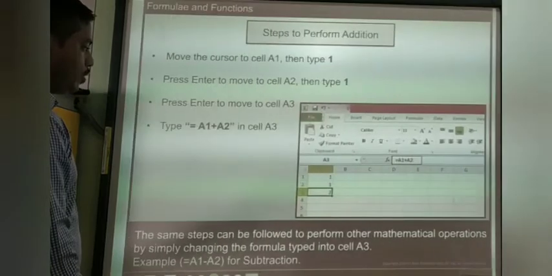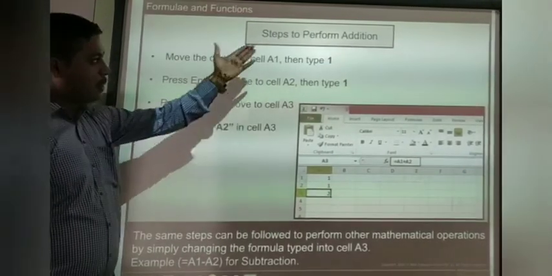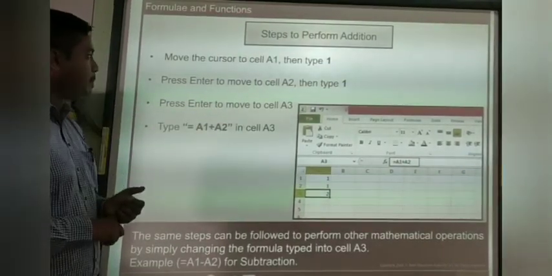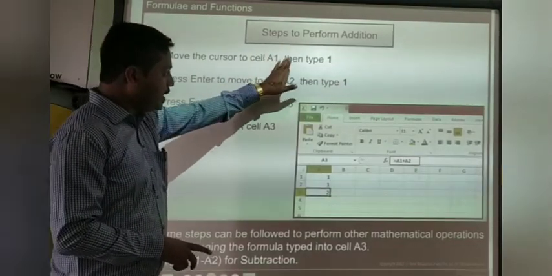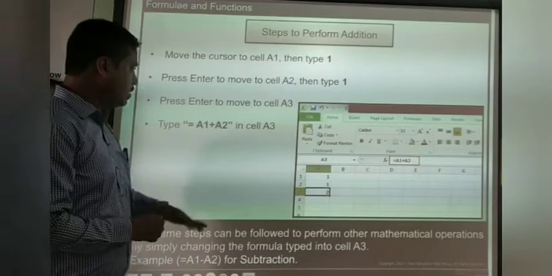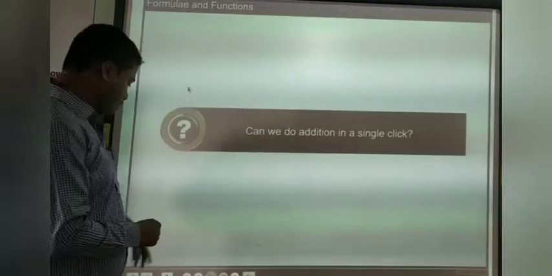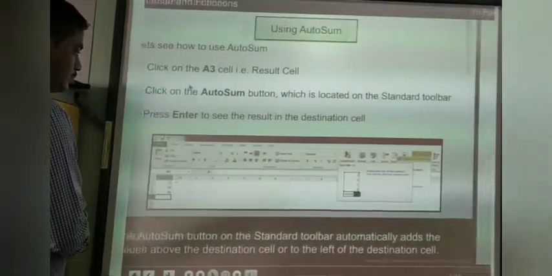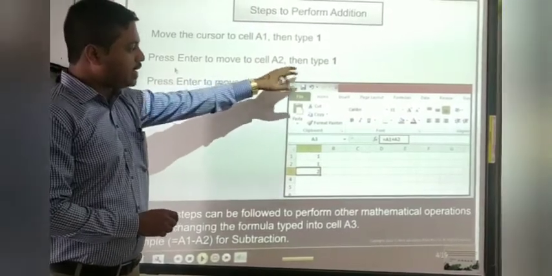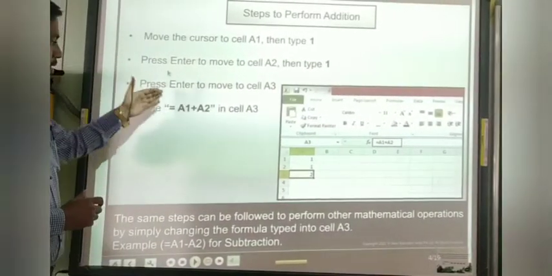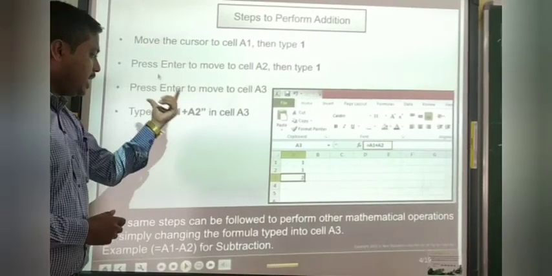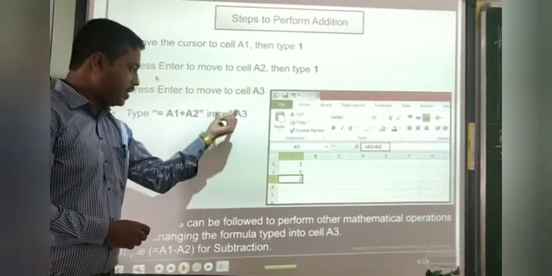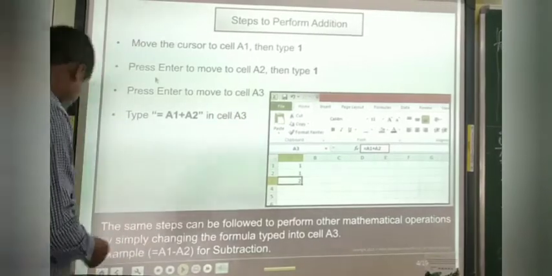Then the steps to perform addition. First, move the cursor to cell A1, then type 1. Press enter to move to cell A2, then type 1. Then press enter to move to cell A3. Then in the third cell, you have to write A1 plus A2 in cell A3. A3 is your cell address.